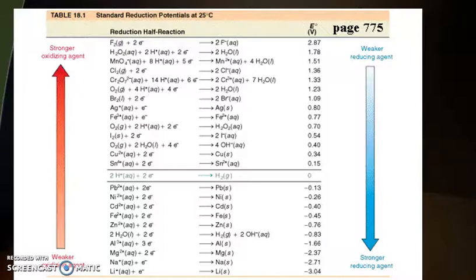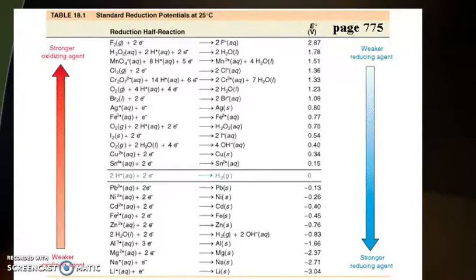So what this is telling us is that relative to hydrogen, if I have a fluorine half cell and a hydrogen half cell, the fluorine is a stronger oxidant than hydrogen, so it is more likely to be reduced than hydrogen. So the fluorine would be reduced to form fluoride, hydrogen gas would be oxidized to form hydrogen ions. And when we match those two up, the fluorine has a higher voltage than the hydrogen by 2.87 volts.